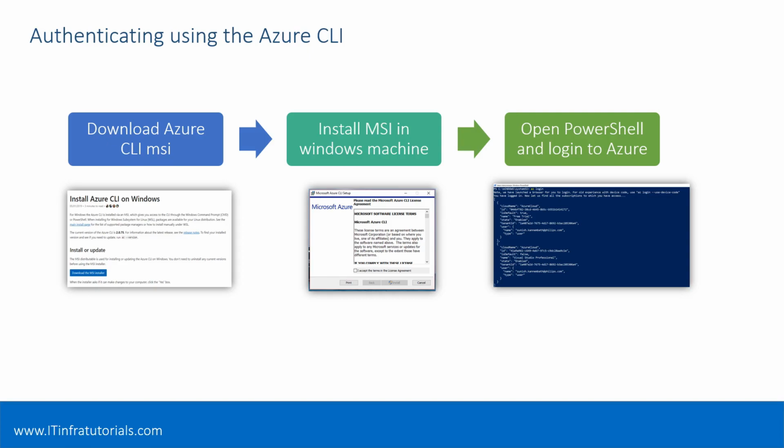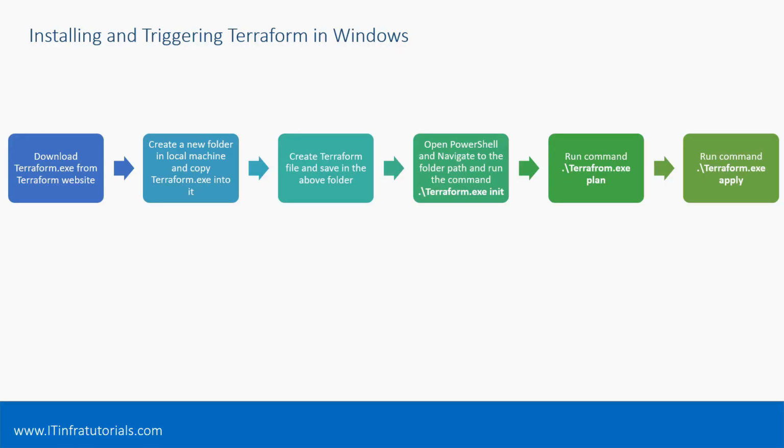So this is how you can install Azure CLI on your machine and connect to Azure. This is one of the prerequisites for using Terraform. I'm planning to tell you the following steps. First, download terraform.exe from the Terraform website, create a new folder on your local machine, and copy Terraform to that folder. Then create the Terraform configuration file and save it in the same folder. Once that is done, open PowerShell, navigate to the folder path, and run terraform.exe init, which is used to initialize Terraform.